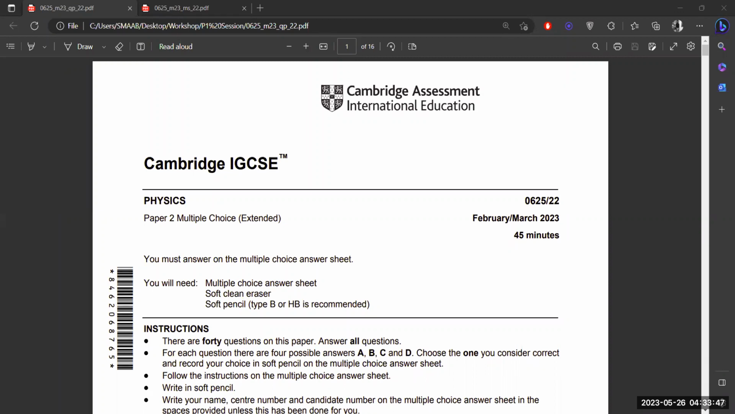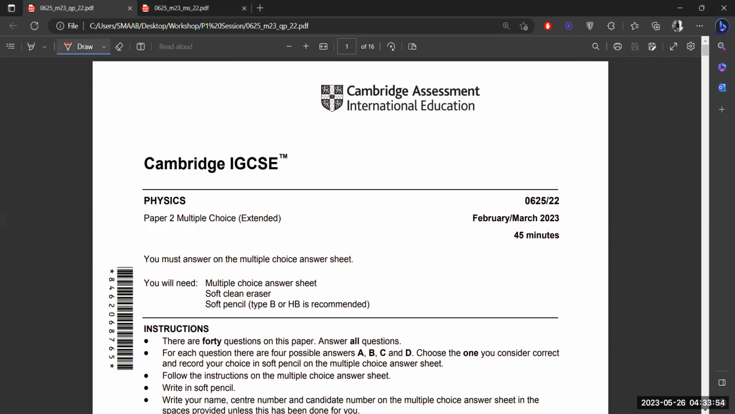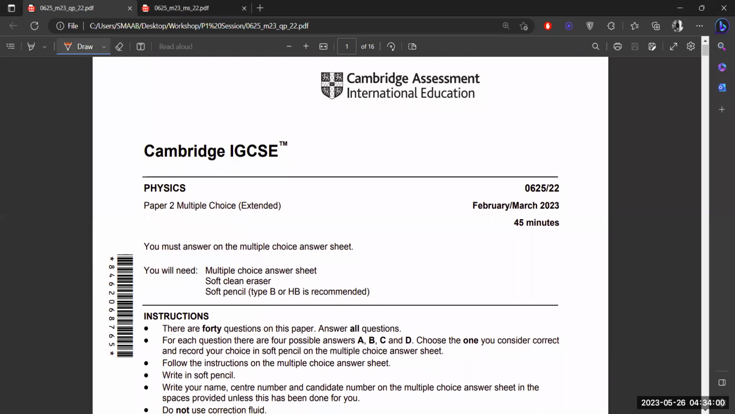Previously I uploaded a video for the specimen paper for 2023 that was for the new syllabus. New topics were included in that. And today I'm going to solve IGCSE physics, that is paper number 2, extended. And this is for February March 2023.